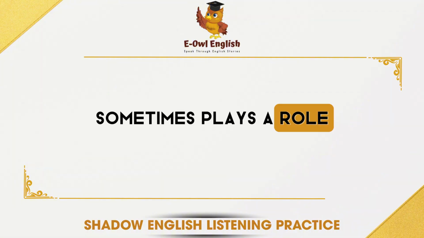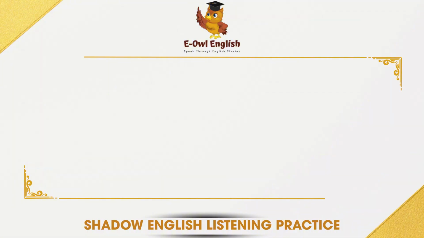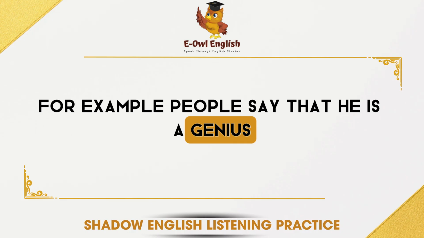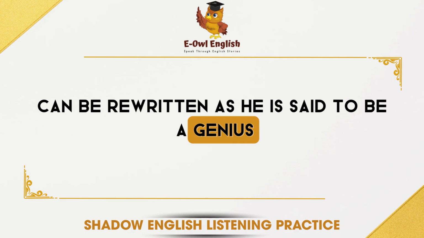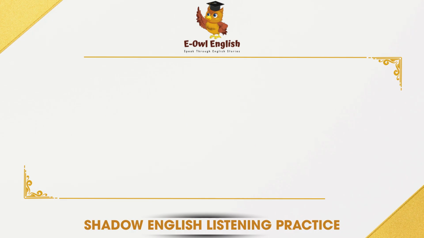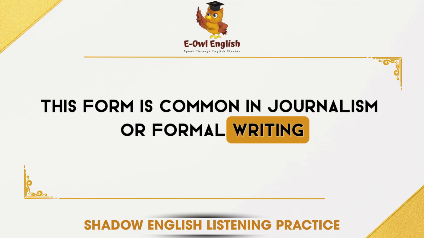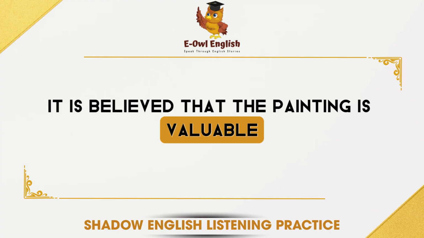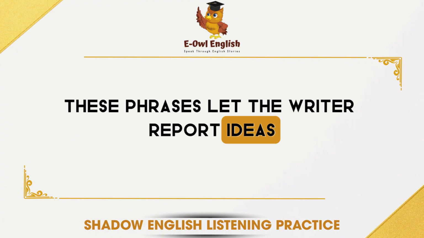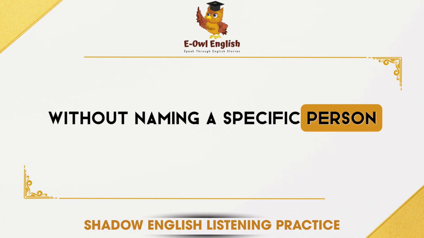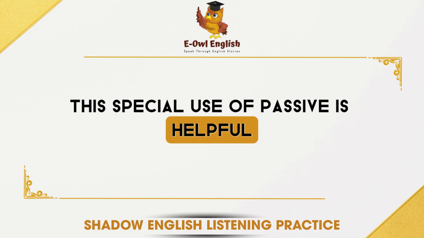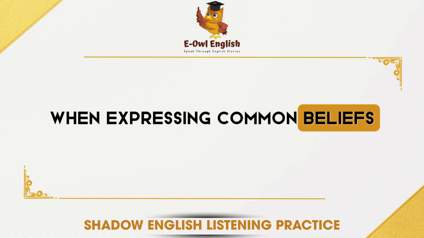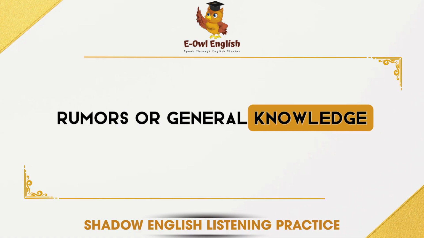When working with reported speech, passive voice sometimes plays a role. For example, "people say that he is a genius" can be rewritten as "he is said to be a genius." This form is common in journalism or formal writing. Another example is "it is believed that the painting is valuable." These phrases let the writer report ideas without naming a specific person. This special use of passive is helpful when expressing common beliefs, rumors, or general knowledge.